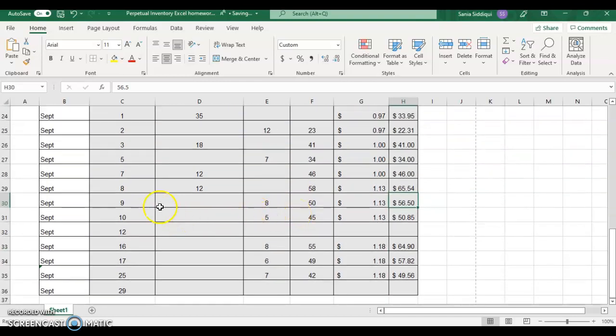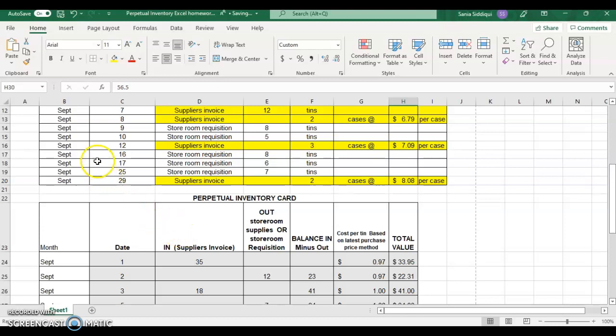So by September 9th, we lose about 8 cans, which gives us a balance of 54. Then it gives us a total value of $56.50. Then on September 10th, we lose about 5 cans, and that gives us a total balance of 45. And then the latest purchase price hasn't changed. It's still $1.13 at both points. Therefore, we'll have a total value of $50.85.